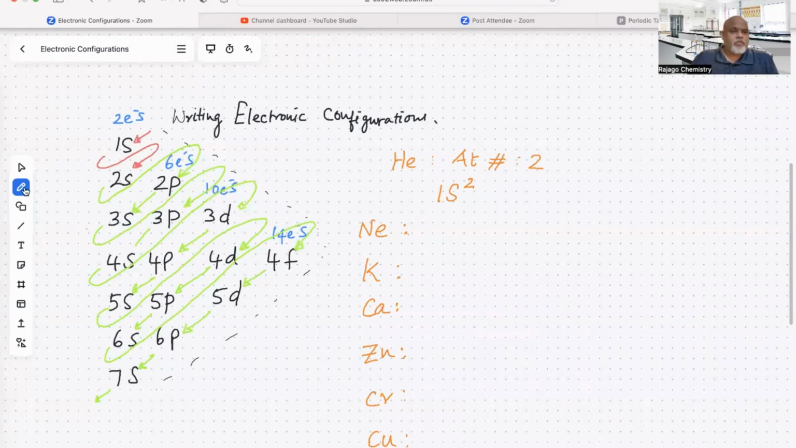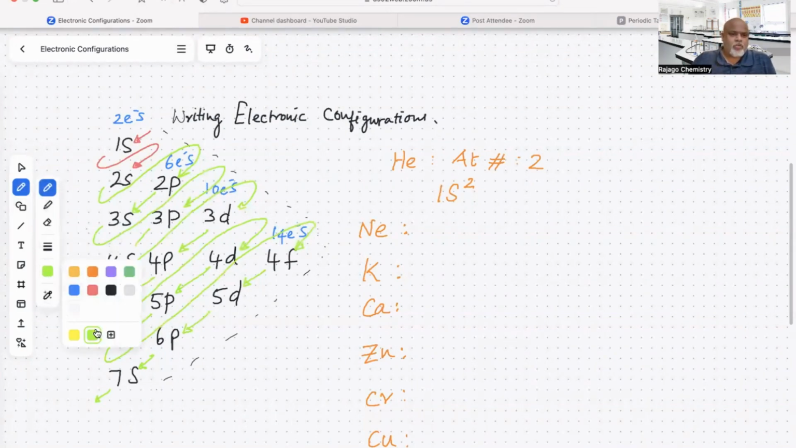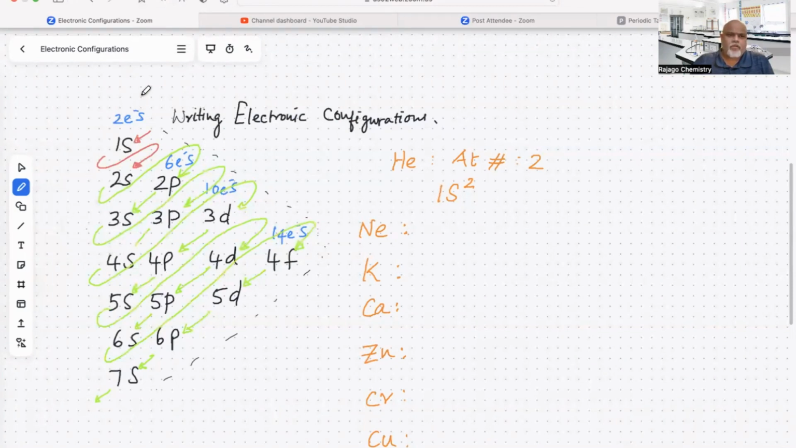So what is the take home? The most important thing here is to know that all the s orbitals can hold only 2 electrons. All the p can hold only 6 electrons. All the d orbitals can hold only 10 electrons, and all the f orbitals can hold only 14 electrons. That we know. But the way in which the electrons are ordered, why we cannot go 1s followed by 2s.